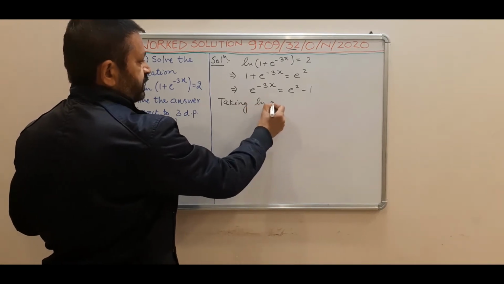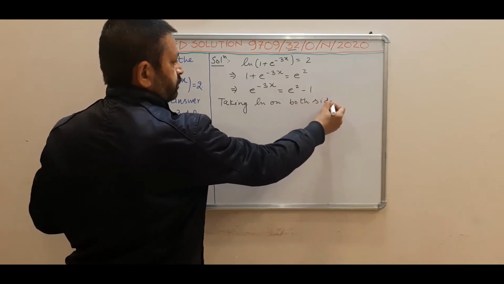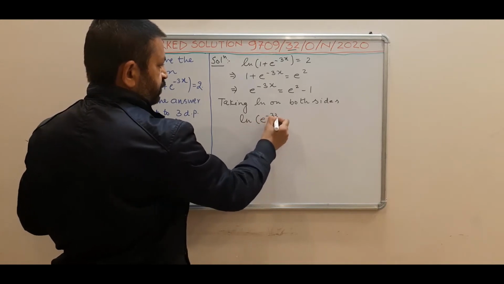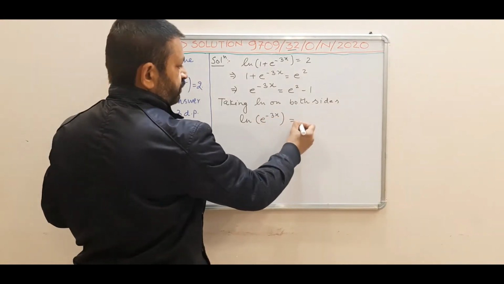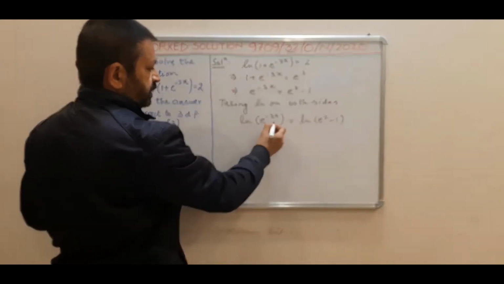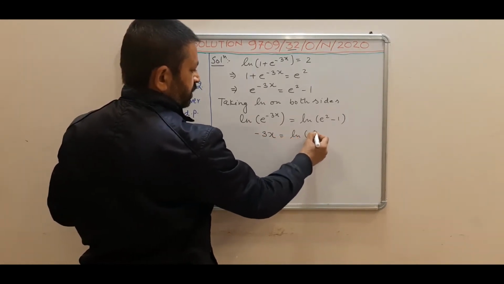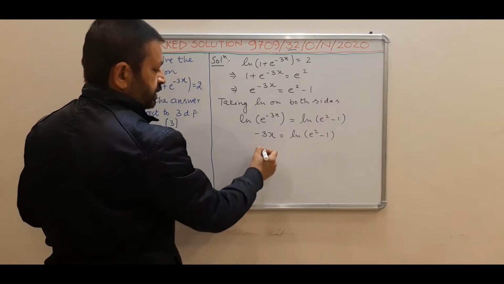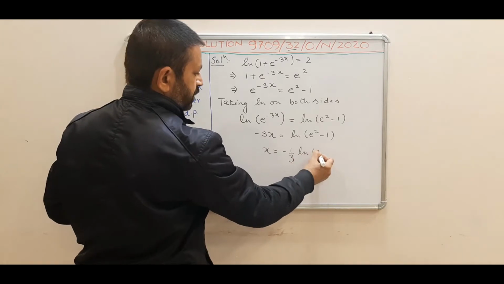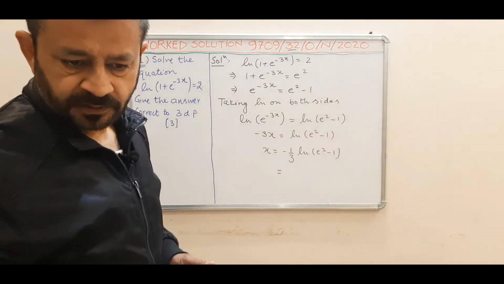Taking ln on both sides. We are doing this step just to remove e from here. It will become ln of e^2 - 1. It can be written as -3x = ln(e^2 - 1). So our x is -1/3 ln(e^2 - 1). This we can check in our calculator.